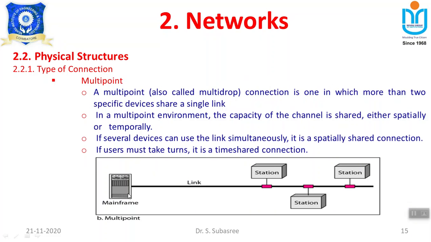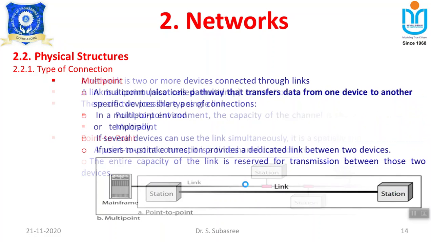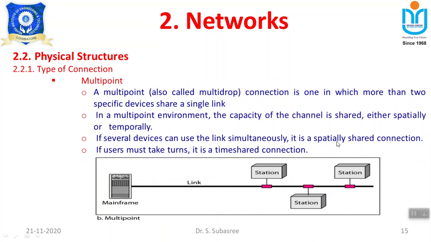You can see here, from the mainframe server, there are multiple stations sharing this link. If this station is performing a data transmission, these two stations will be kept silent. And when this station is performing a data transmission, these two stations will not perform data transmission. But all three stations are sharing this link. That is the concept again, point to point and multi-point. Point to point means only one destination. But in the case of multi-point, multiple destinations can share the common link to access their data. So these are the two important categories of physical structure of connections.